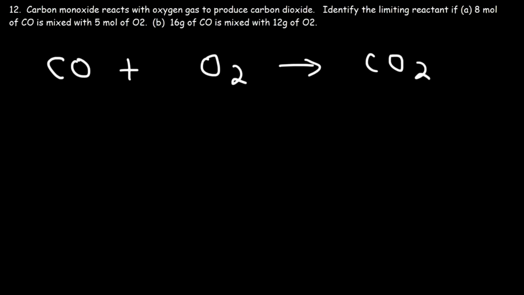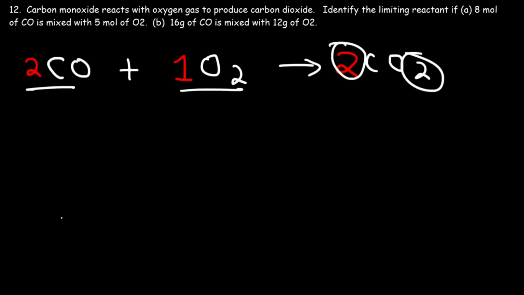And just to balance it quickly, what we need to do is put a 2 in front of CO and CO2. So we have 2 carbon atoms on both sides. And right now we have a total of 4 oxygen atoms on both sides. So here we have 2 plus 2, that's 4, and 2 times 2 is 4 as well.